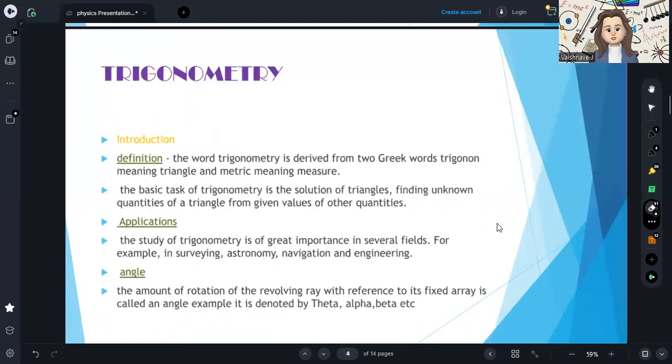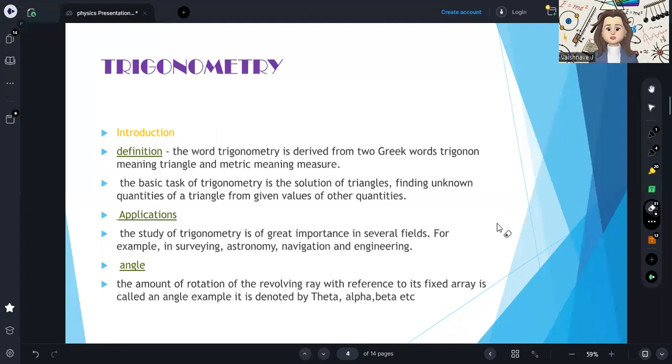So let's discuss more about it. Coming to our slide definition, the word trigonometry is derived from two Greek words: trigon, meaning triangle, and metric, meaning measure. So, as I said, the basic reason we are studying it is to find the solution of triangles or find unknown quantities of a triangle. Now, coming to where do we use it? Applications. It is used in astronomy, navigation, engineering, etc.